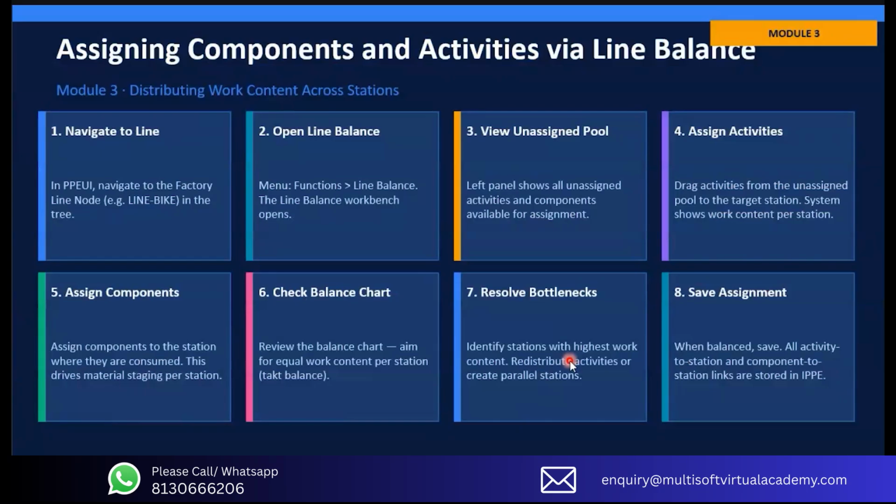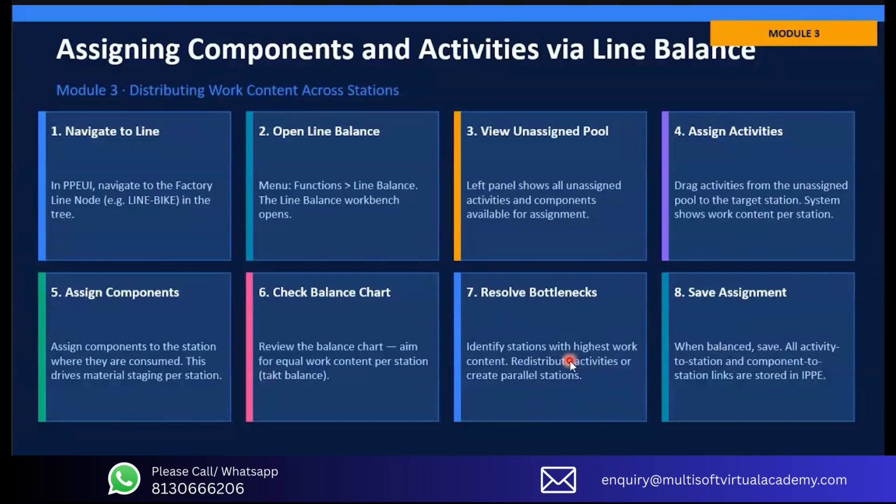Coming to the next point, how does the work center distribute work content across stations? How do we distribute it? Assigning components and activities via line balance. This is one of the good topics here, the main topic in IPPE. One is the product structure, second is the process structure, third is the factory node structure. That's also a structure only.